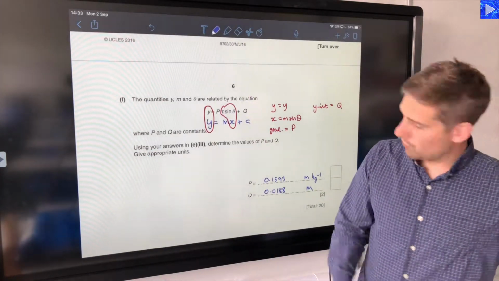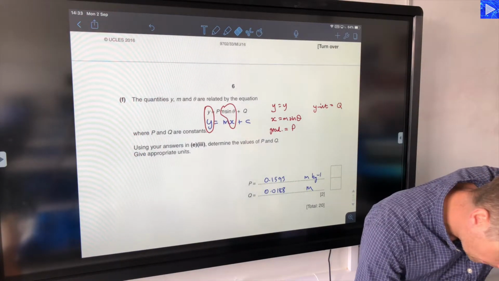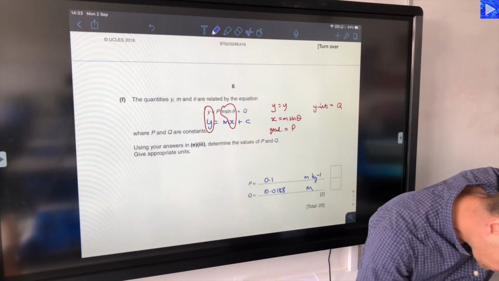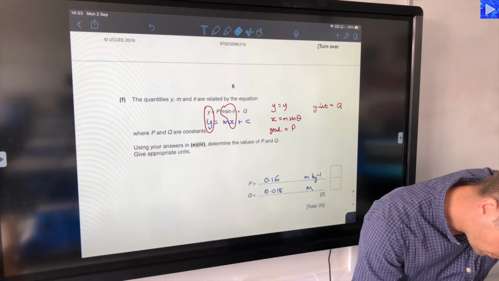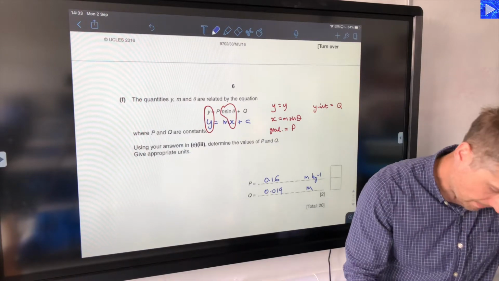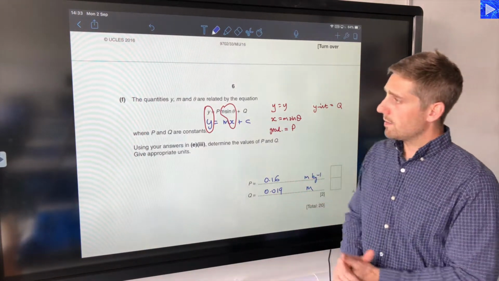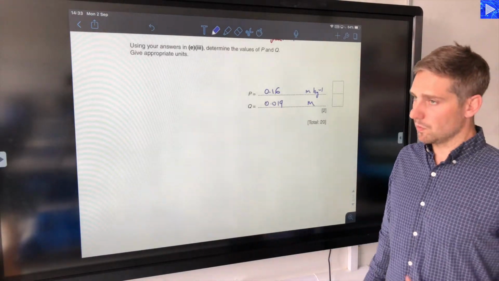So over here, I should really write these to 2 significant figures. So I'm going to round these here. This should be 0.16 meters per kilogram, and q should be 0.019 meters. There we go, we have finished that first task with these as my final results, p and q.